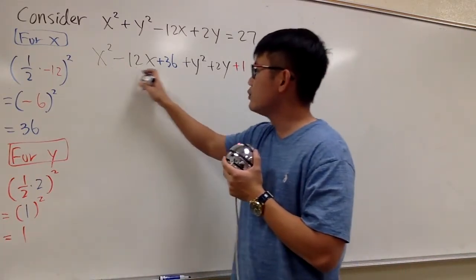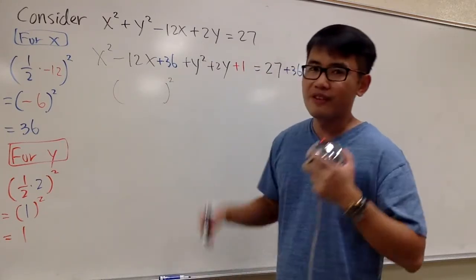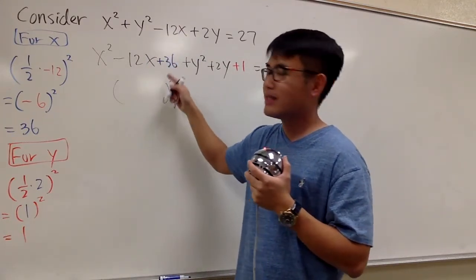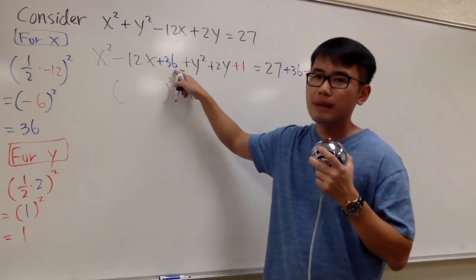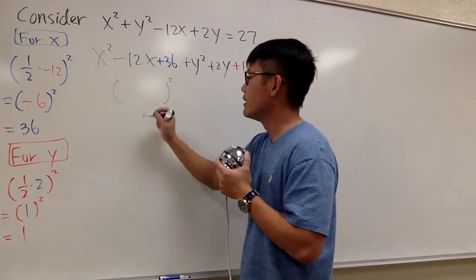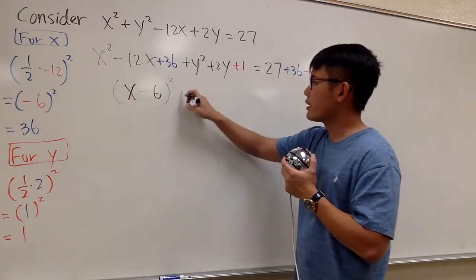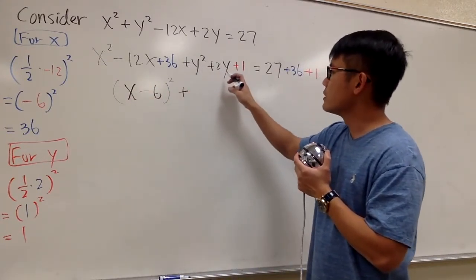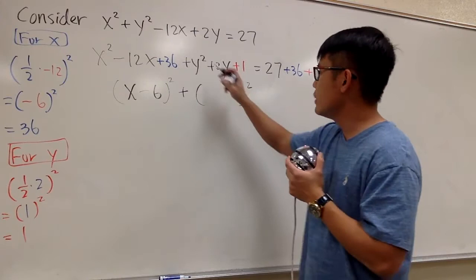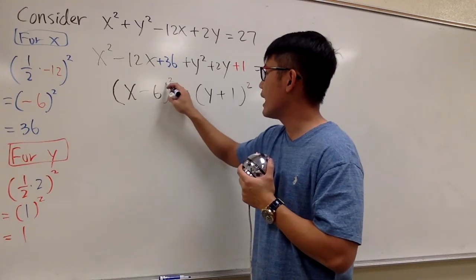Because if you look at these three terms right here, for the x, we can write this as something to the second power. We can factor it, and this right here is going to be x minus 6 times x minus 6, because -6 times -6 will give us positive 36, and -6 plus -6 will give us -12. So this right here is x minus 6 squared. And then don't forget to bring down the plus. And then for y squared plus 2y plus 1, we can also write it as something to the second power. In this case, it will be y plus 1 to the second power. Okay, so this is what we have.